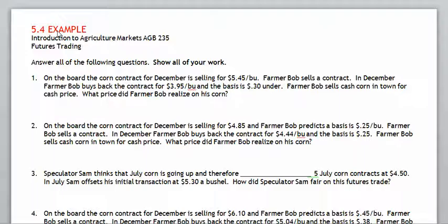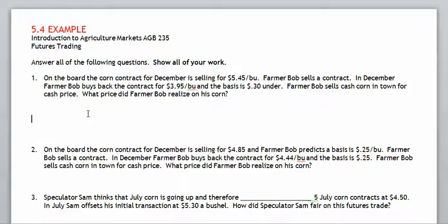So let's go ahead and get started here. So on the board, the corn contract for December is selling for $5.45 a bushel. Farmer Bob sells the contract. In December, Farmer Bob buys back the contract for $3.95 and basis is 30 cents under. Farmer Bob sells cash corn in town for cash price. What price did Farmer Bob realize on his corn?